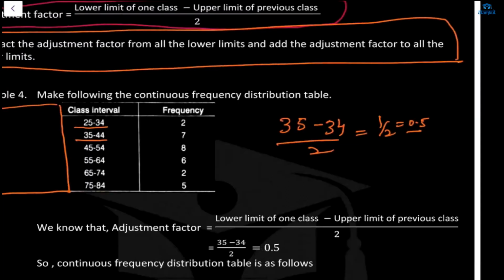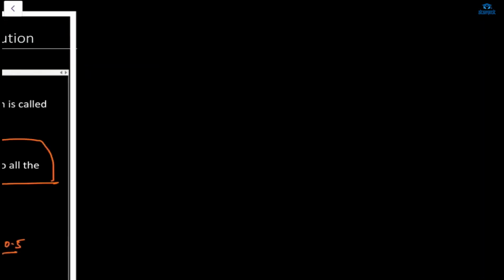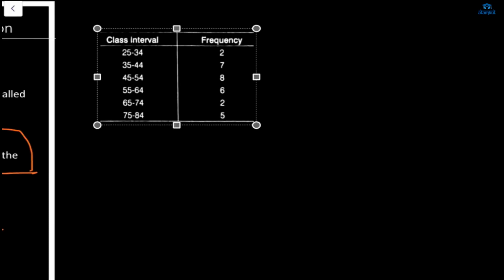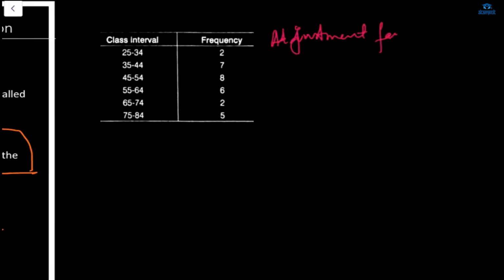So you have to make this a continuous polygon. Understood? First of all, we are going to find out the adjustment factor. What is this adjustment factor? It will be the lower limit. I just wanted to ask, what was class mark again? Class mark is the midpoint of this. So in class marks, if you find the class mark of the first one, it will be 34 plus 25 upon 2. This is your class mark, the midpoint of the class interval.